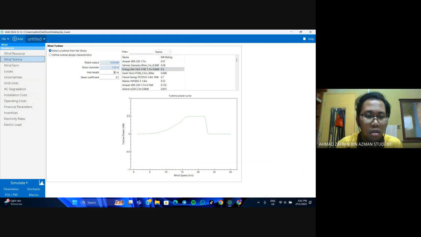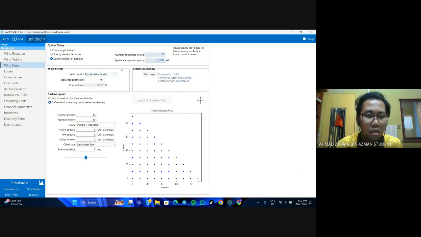For the second model, I choose the Energy Ball HEA-V100 1.1 meter. The hub height is 4 meters and the shear coefficient is 0.1. For the wind farm, I use 55 turbines in the farm, and this is the turbine layout map, which uses a triangle shape. There are 10 turbines per row and 10 rows, and the row spacing is 9 rotor diameters.